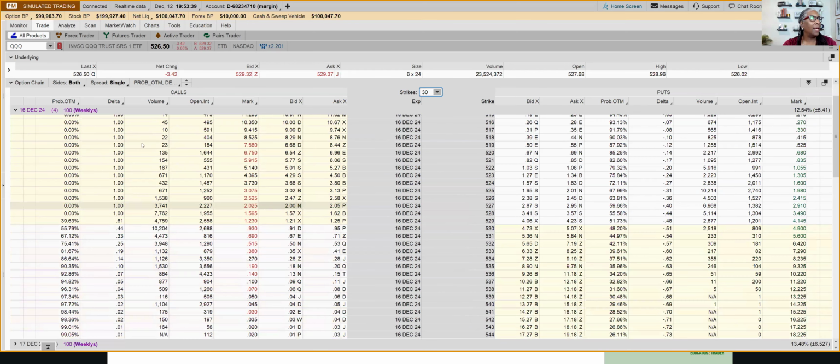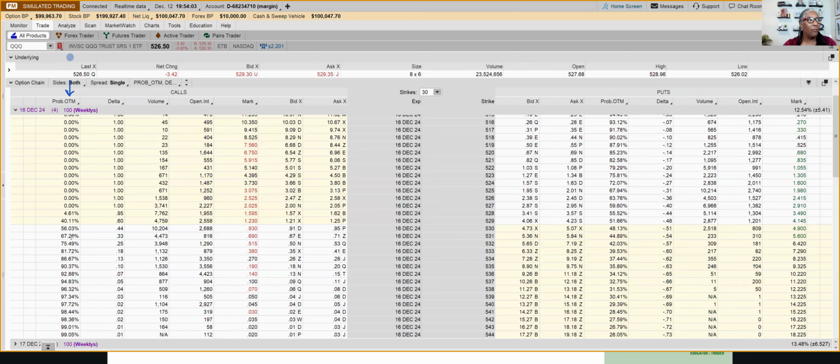Something else you can look at is probability out of the money. We just talked about that a little bit. You want to be out of the money, and the probability of being out of the money is what this prob OTM is. It's the probability of being out of the money right here.